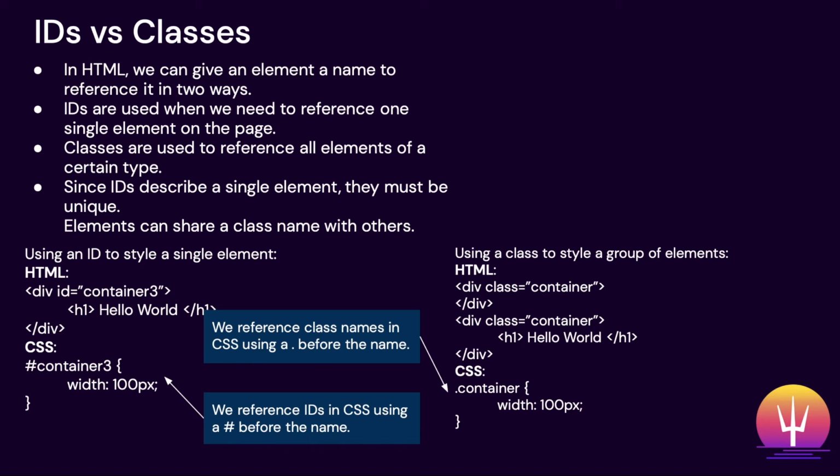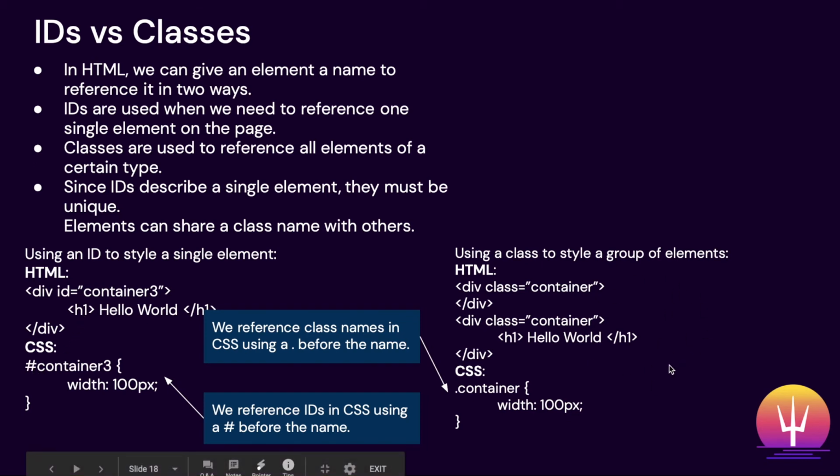Elements can share the class name with others though. So when we're deciding when we want to use an ID or a class, we do have to keep in mind that the ID of an element is unique within the page. So the ID selector is used to select one unique element. So here we have the ID container 3, right? And when we want to reference it in our CSS page, we have to use the hashtag in front of it. And of course, it's unique to this H1 element.